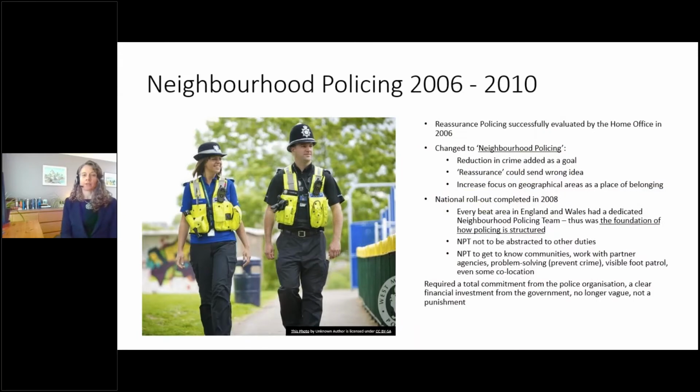Right, so the reassurance policing was evaluated and it was found to be very successful in 2006, but it was changed slightly. The title of reassurance was dropped and it was changed to neighborhood policing. So it was in 2006 that we started to talk about neighborhood policing. And this idea of reducing crime was added as a goal, and the focus became more on geographical areas as opposed to reassurance as such.